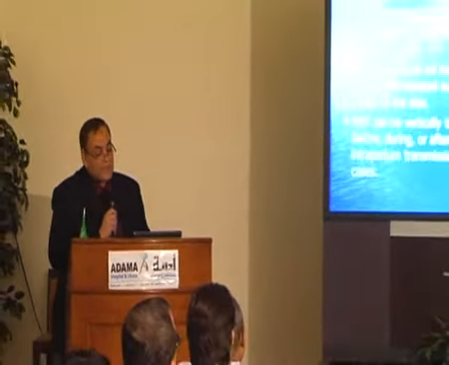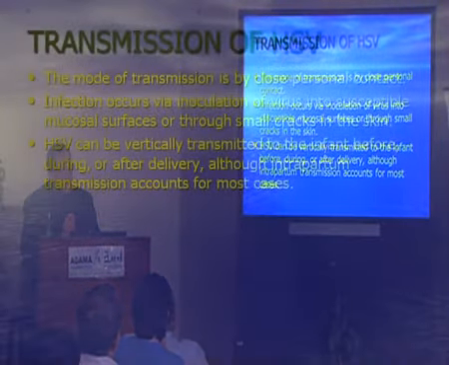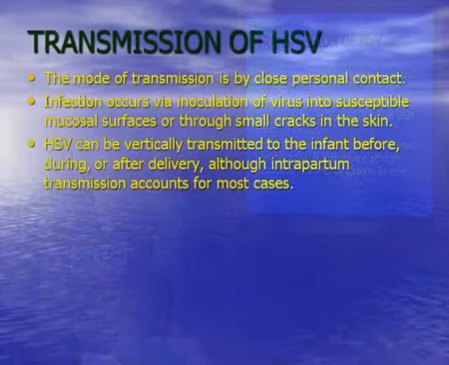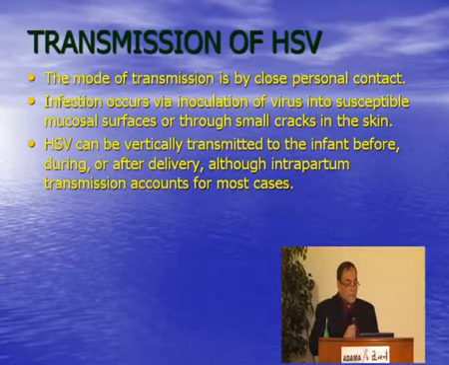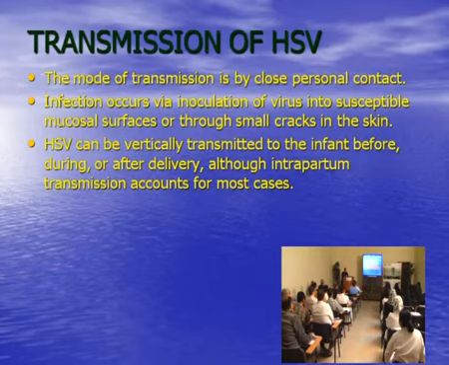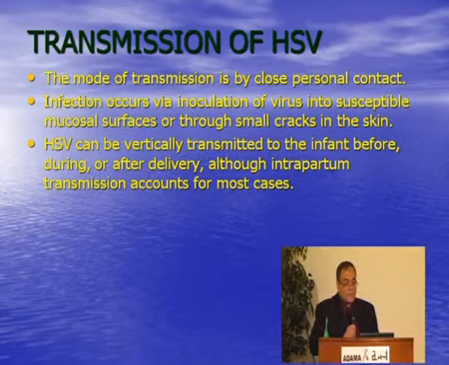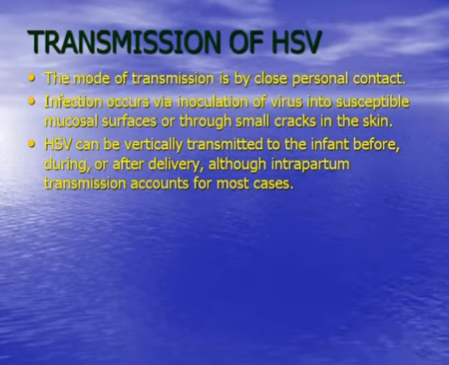How can the herpes simplex virus be transmitted? The mode of transmission is by close personal contact. Infection occurs via inoculation of virus into a susceptible mucosal surface or through small cracks in the skin. Herpes simplex virus can be vertically transmitted from the mother to the infant before, during, or after delivery, although intrapartum transmission occurs for most cases.